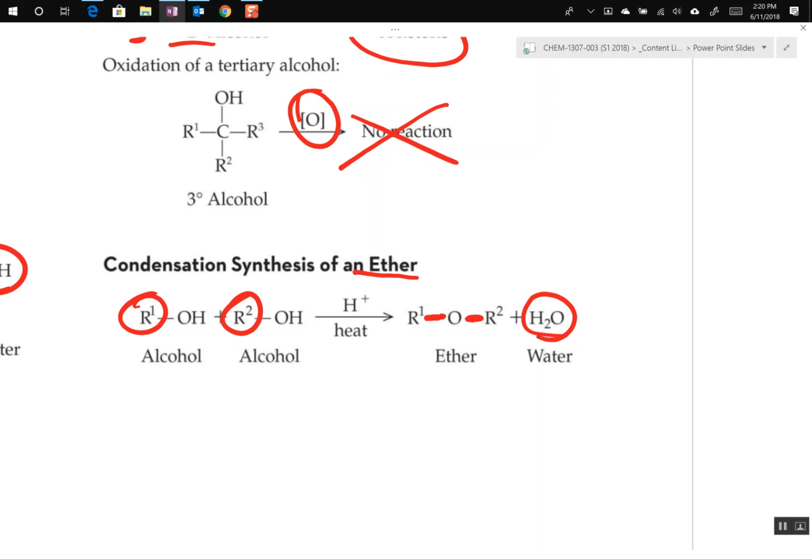Okay? So a lot of this is about accounting for everything that you have. Like, here I have an oxygen, here I have an oxygen. When I form the ether, I'm only going to have one oxygen, but I'll be able to put both R groups onto that one oxygen. And then what's going to be left? Water. Okay? With H2O. That's what's going to be left.